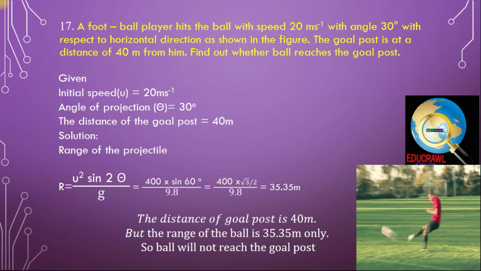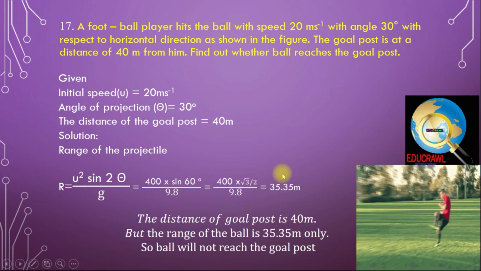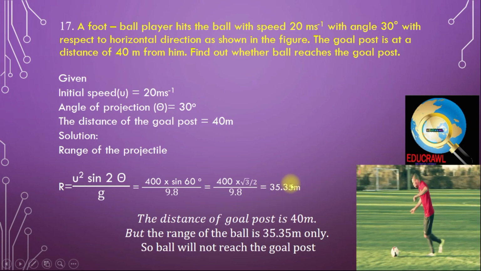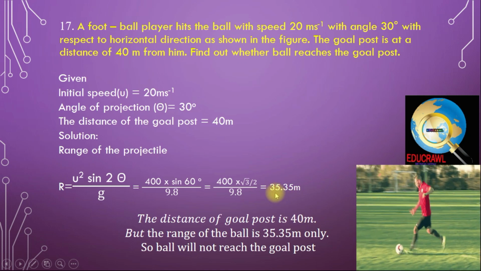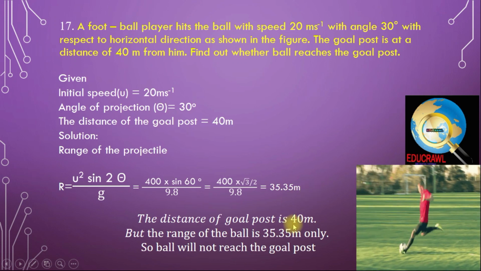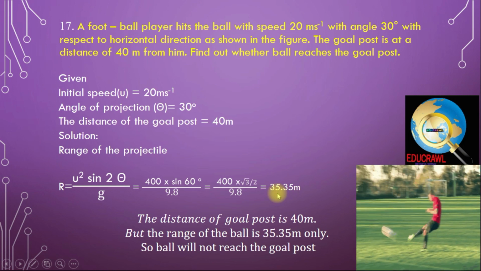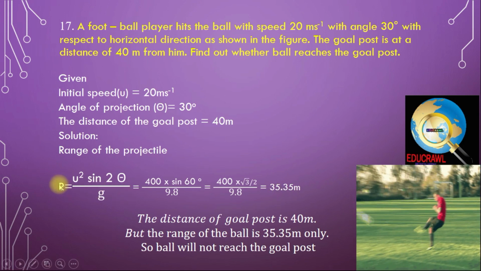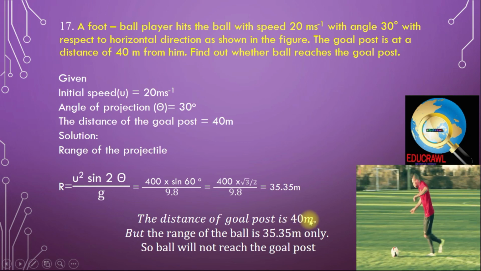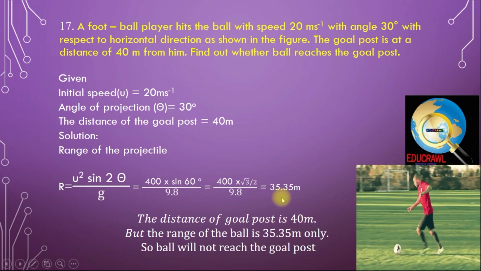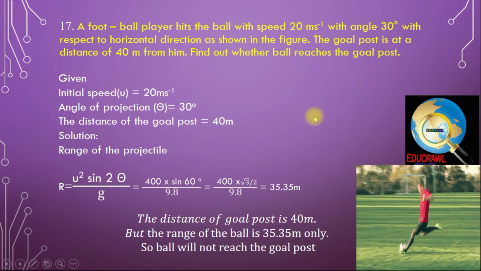But the goal post is at a distance of 40 meter. So is our projectile, here projectile is nothing but the ball, has the ball crossed 40 meter? No, it has crossed just 35 meters only. It hasn't touched this 40. So this ball will not reach the goal post. It will reach the goal post only if the range is greater than 40 or at least it should be 40. Then only it can reach the goal post. So here the answer is the ball will not reach the goal post.